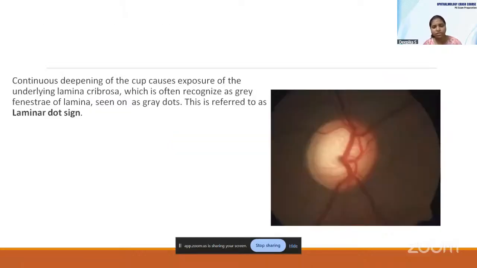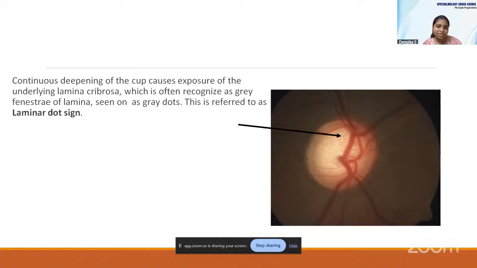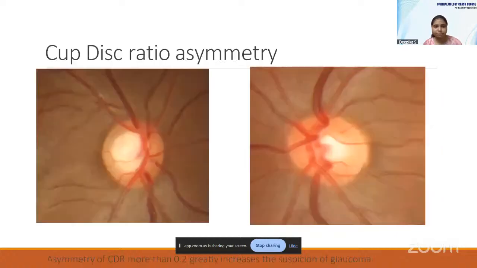Continuous deepening of the disc causes exposure of the underlying lamina cribrosa, where you can see gray dots, which are referred to as the laminar dot sign, which is seen in glaucoma. But it is not pathognomonic of glaucoma. Sometimes it can be seen in normal individuals as well.